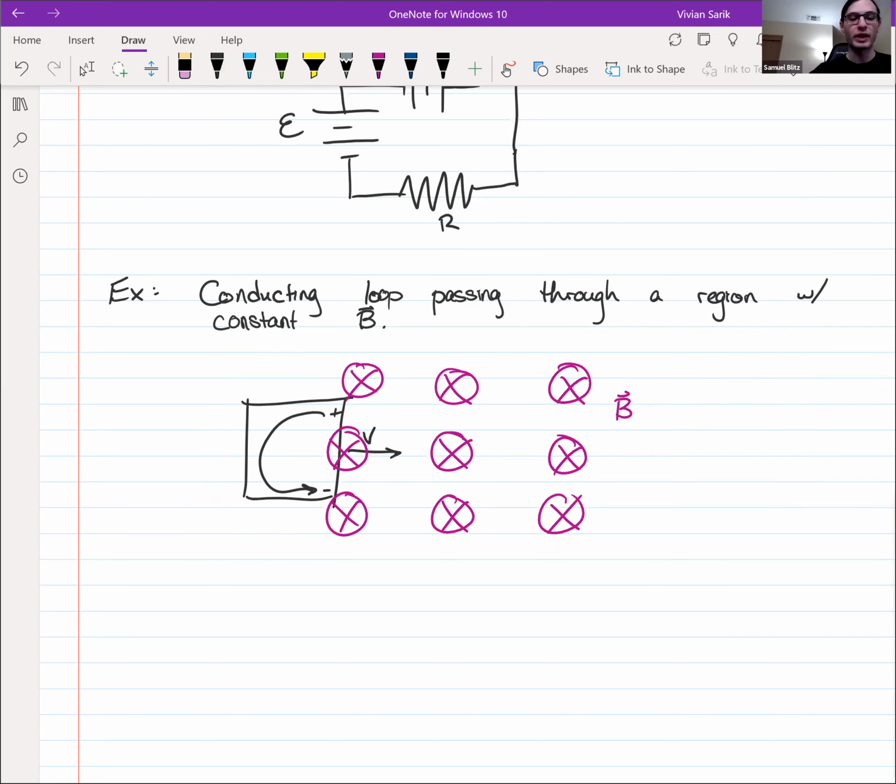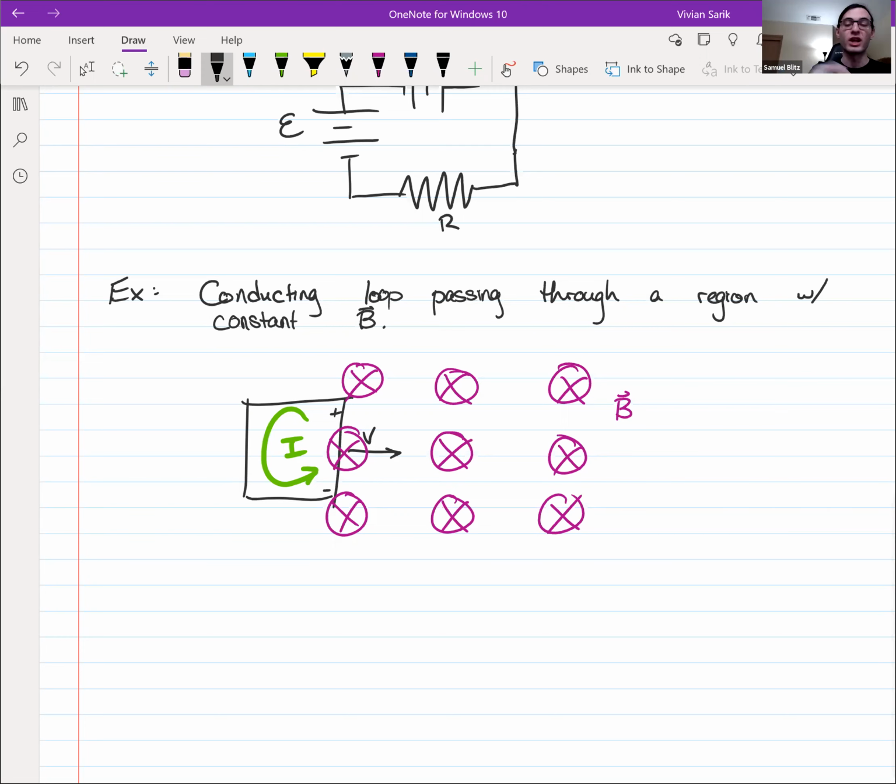Now we could view this another way too. Let me actually do that in green. We could view this another way using Faraday's law and Lenz's law. As the loop passes into the magnetic field, the flux goes from 0 to not 0, and the amount of flux in it is increasing linearly because the amount of area of the loop that is passing over the magnetic field is increasing.